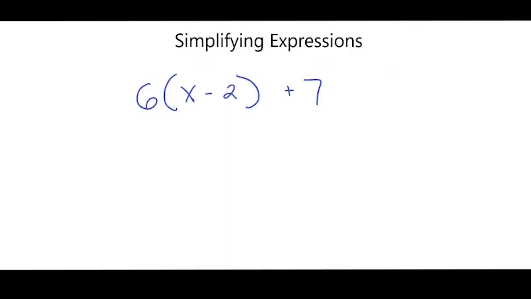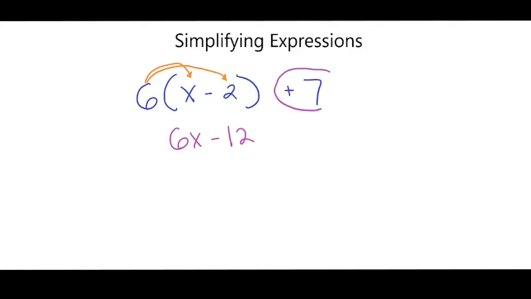So here we have 6 times x minus 2 in parentheses plus 7. Well, since there are parentheses, I'll need to do the distributive property. So I'll do the 6 times the x and the 6 times the negative 2. Don't forget to multiply the 6 by the second term in the parentheses. So that gives me 6x minus 12.